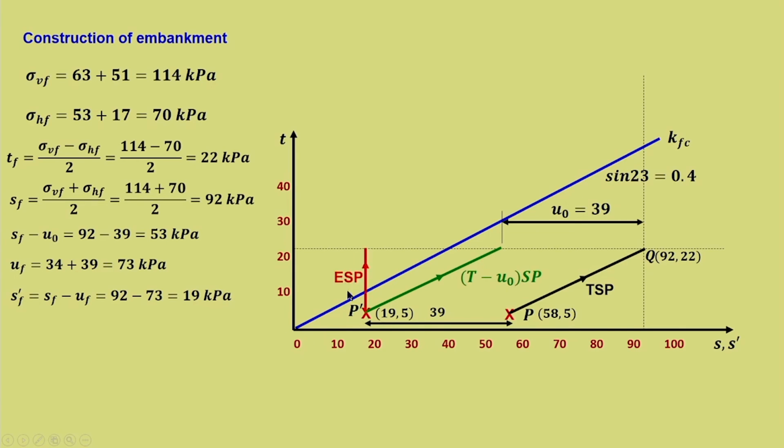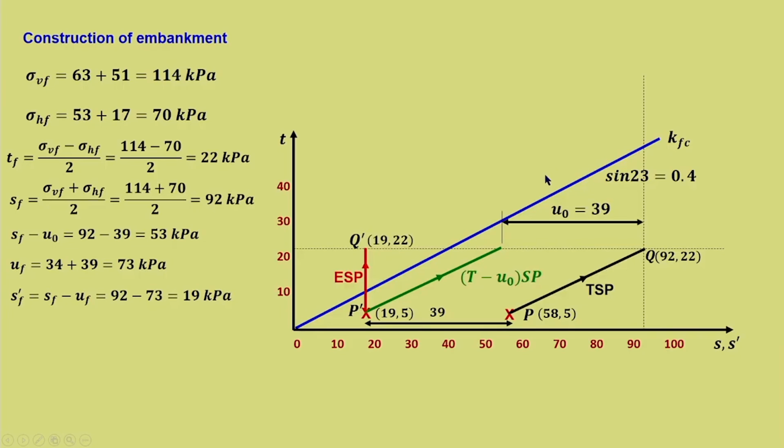Now, the effective stress path: the S dash F is 19. So, it is at this point, and what is TF? It is 22. So, it moves in this direction and touches here. Why is it moving in the vertical direction? It is already given in the question that the A parameter corresponding to the final pore water pressure at failure will be 0.5, and we know that the slope of the total stress, effective stress path in the T-S dash plot is 1 by 1 minus 2A.